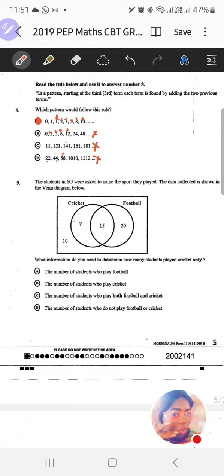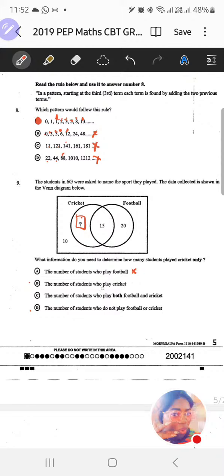The question is, what information do you need to determine how many students played cricket only? All right, so you'll see this question mark right here. That's what we're answering. We want to know, how can we answer this part? Now, let's see in the 4 options here which information we do need. Do we need A, the number of students who played football? I mean, why would we? Because we're trying to find who played cricket only. And especially since it did not give us a total here in the question, we don't need this information.